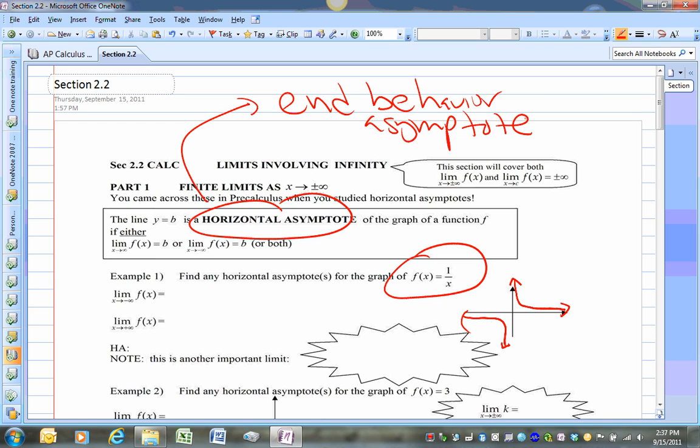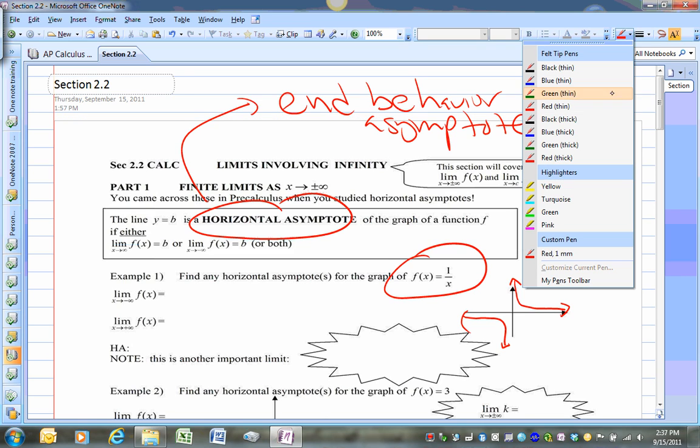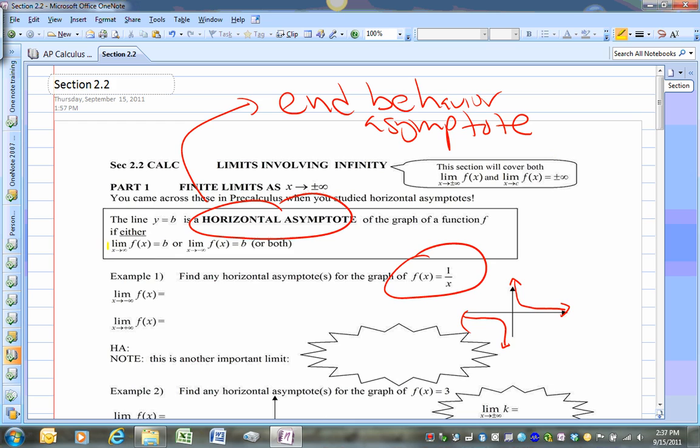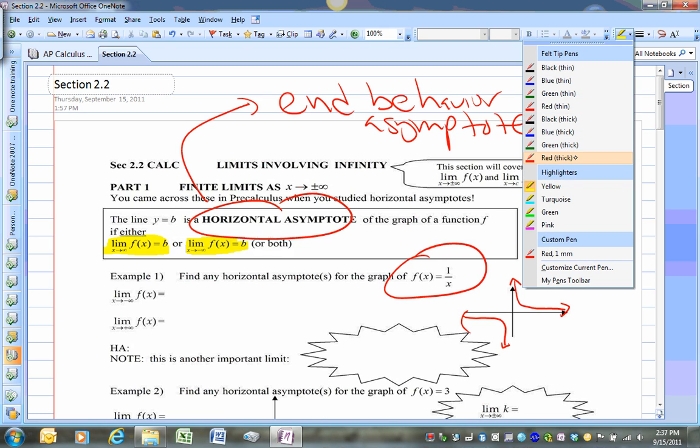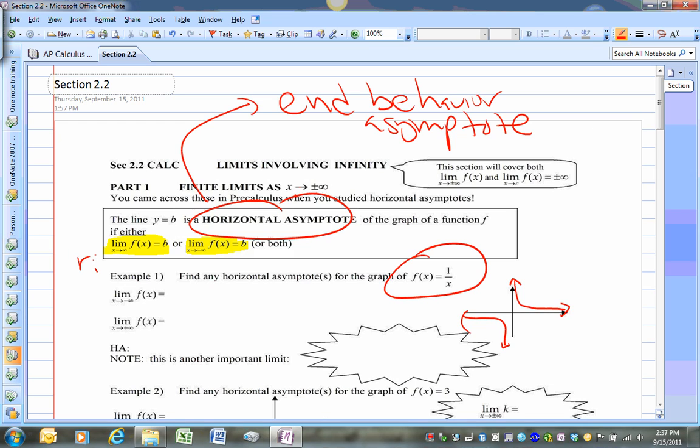That's why we wrote like this. And we wrote like that. The limit as x approaches infinity, and the limit as x approaches negative infinity. So this would be clearly the right end. So we're kind of just doing a little review here. That would be the right end, and that would be the left end.